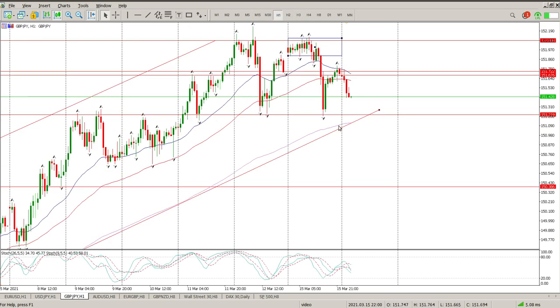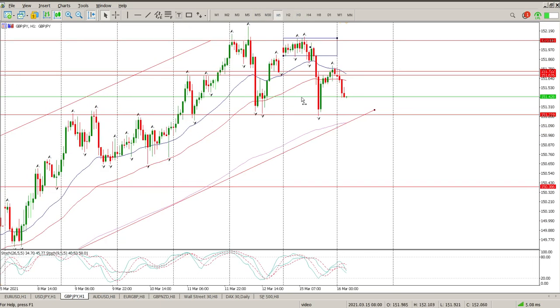But if we come back to the hour, at the moment we are below the moving averages. We've broken below, come back to test there and rejected them. So at the moment it is sit on hands until we break through this level here. But the problem with that is we've also got the bottom of the channel here.